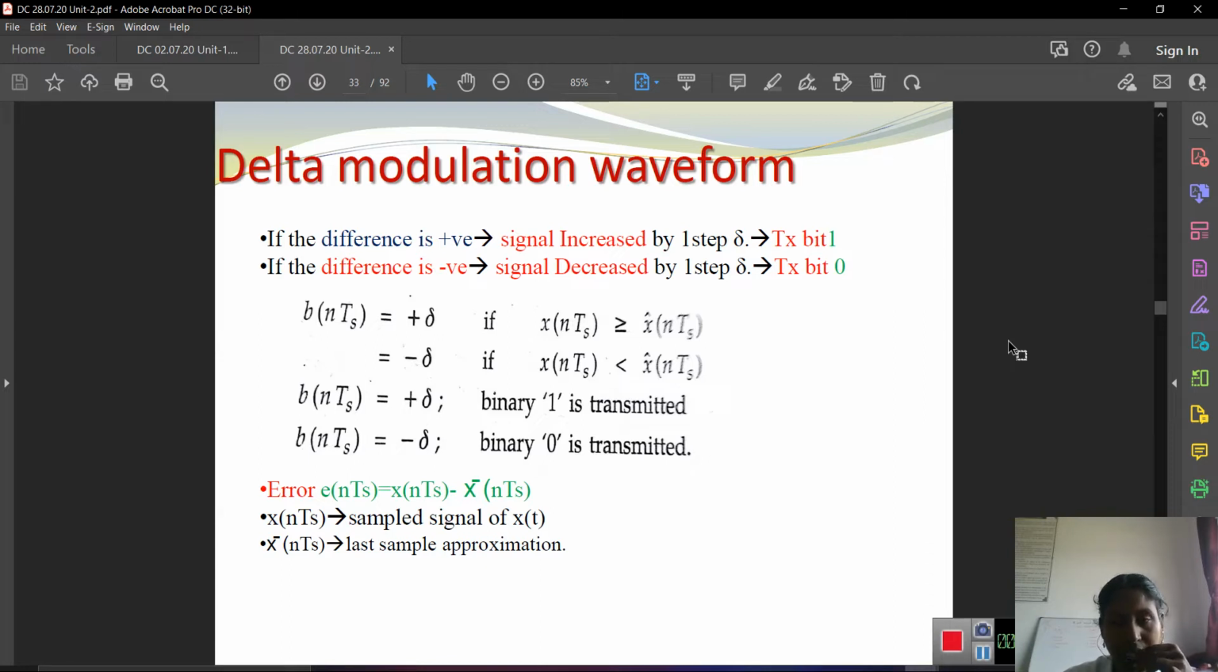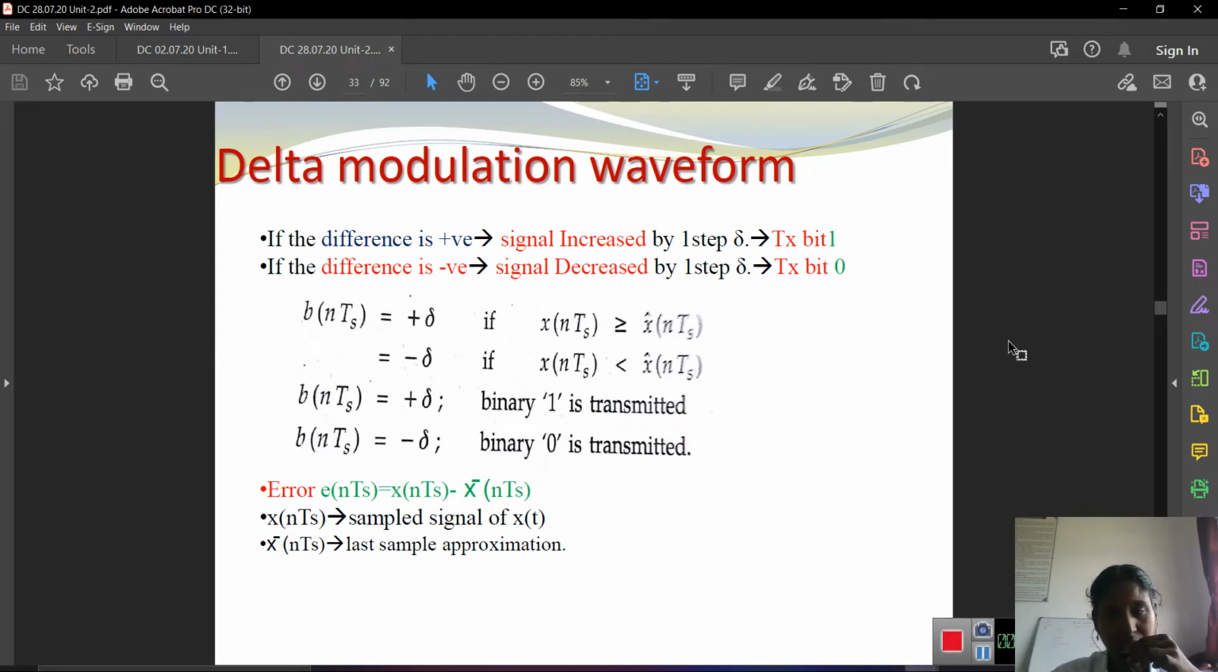Now we can see the calculation: b(nTs) equals plus delta if x(nTs) is greater than or equal to x̂(nTs), and minus delta if x(nTs) is less than x̂(nTs). Here b(nTs) equals plus delta, binary 1 is transmitted; b(nTs) equals minus delta, binary 0 is transmitted.